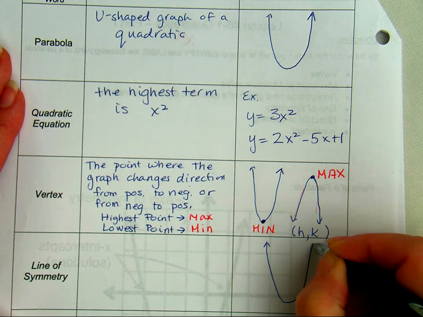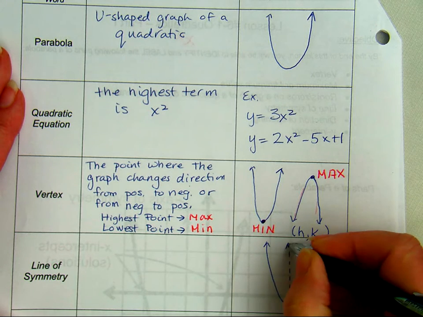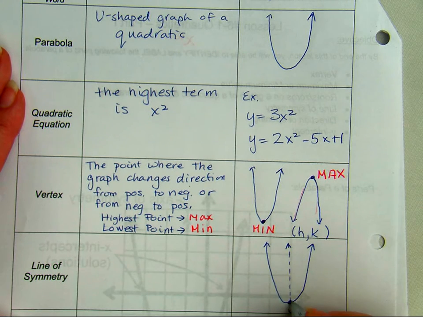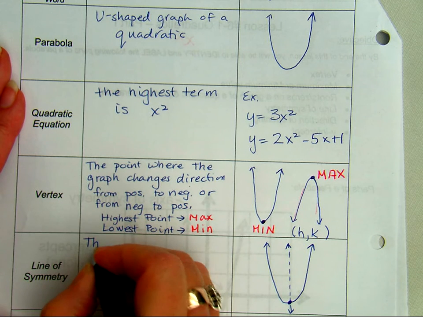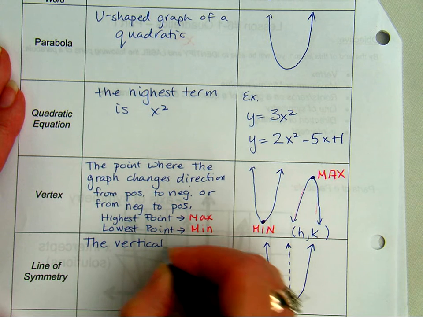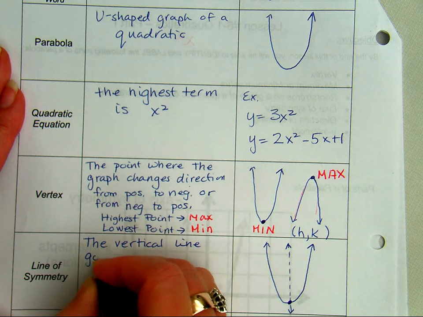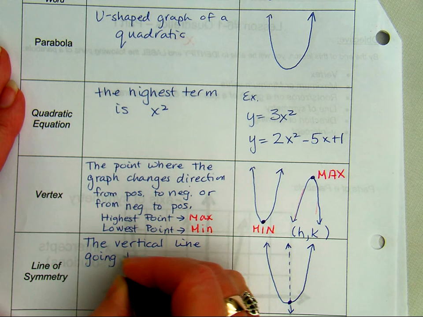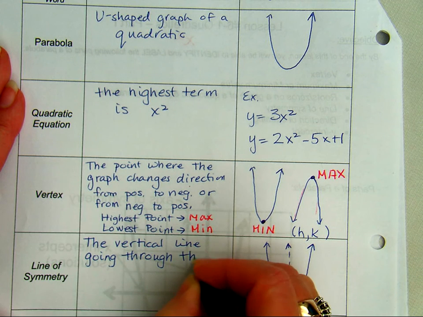Now, one other thing we can talk about is this line that goes right through the middle. And it goes through the vertex. What this line does is divides it into two equal parts. And it is a vertical line. So we're going to call it the vertical line going through the vertex.